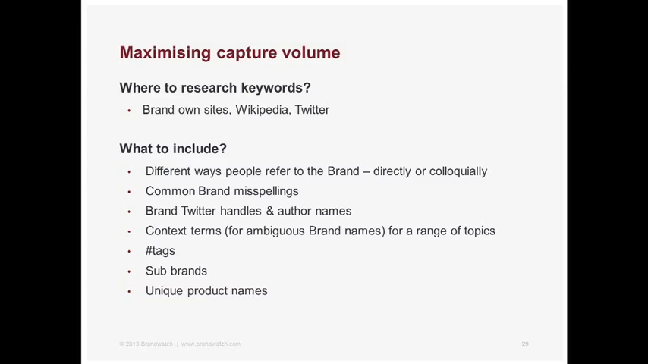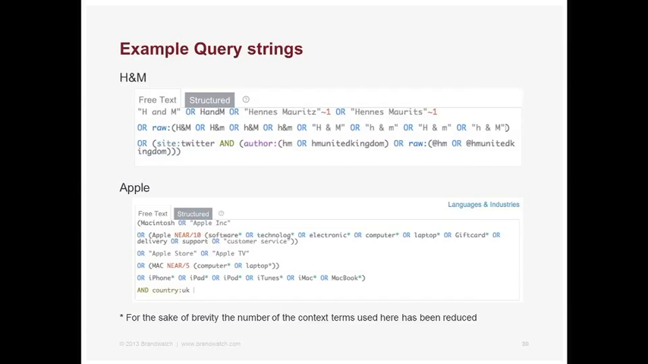And also any hashtags as well, so checking on Twitter will give you that kind of information if any key hashtags are being used in relation to those brands. And also any sub-brands as well. So if you're dealing with a brand that requires context terms, so it's an ambiguous brand, but it has products or sub-brands that are quite unique and they don't require context, then it's important to also include those in the search as well. And on the next slide, I'll go over and show you a good example of that.